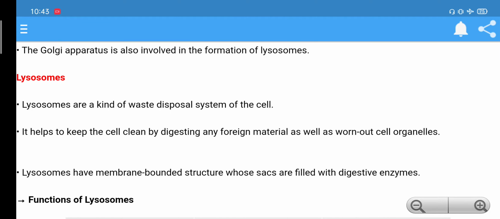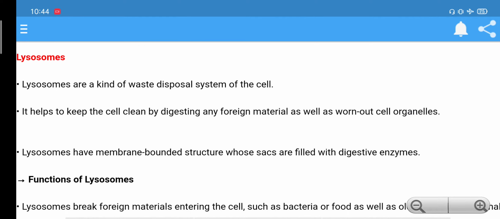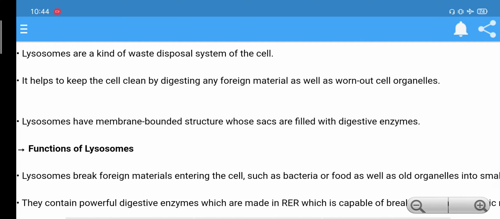Lysosomes are the waste disposal system of the cell. You have to know that the waste disposal of the cell is the lysosomes. As the name indicates, it helps to clean by digesting any foreign material as well as worn-out cell organelles. Lysosomes have membrane-bound sacs filled with digestive enzymes, which help to remove waste materials.